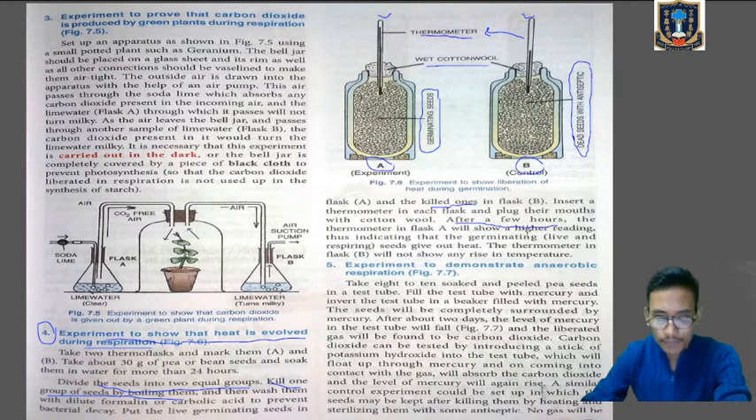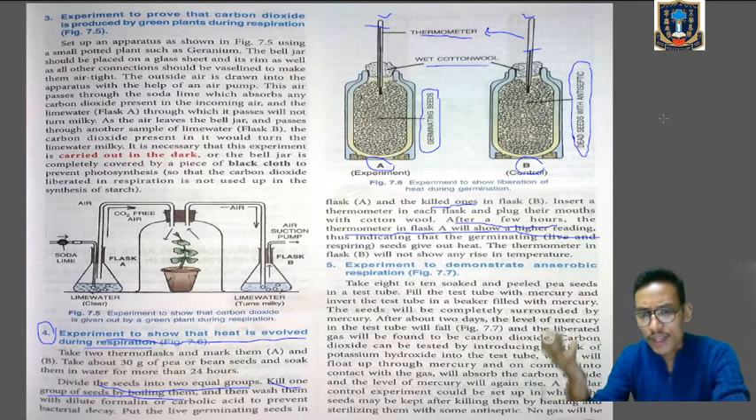Our observation will be that the thermometer in flask A will show a higher reading. You can look over here. This is the reading in flask B, and this is the reading taken after a few hours in flask A. When you look at the readings in flask A and flask B after a few hours, you can see that the reading in flask A has increased, whereas the reading in flask B has not. Only the reading in flask A has increased.